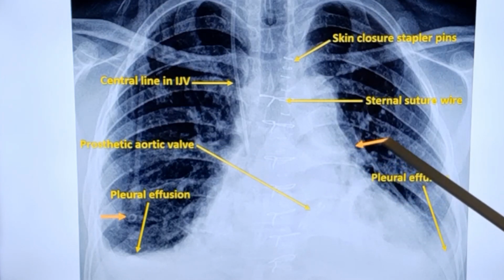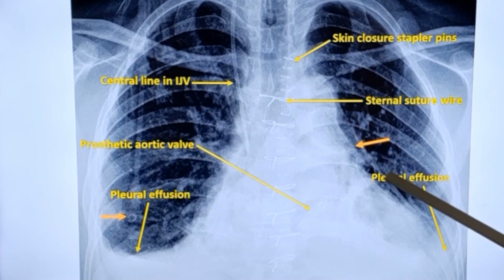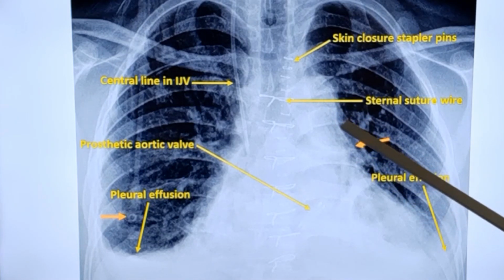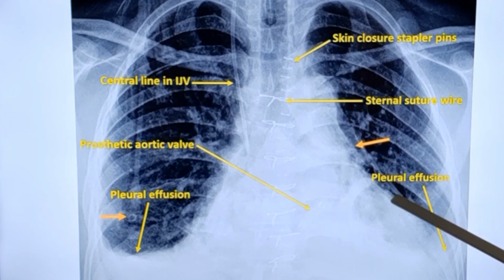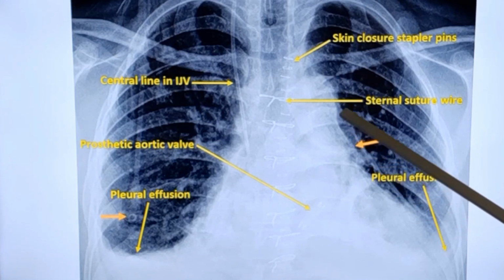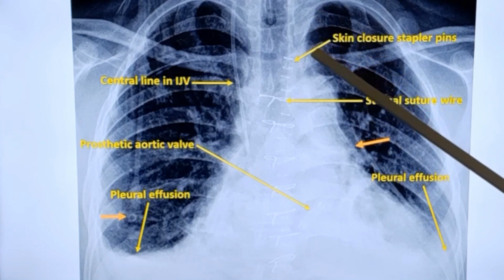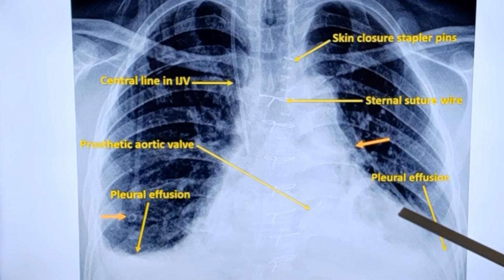This arrow marks the region of a translucency here. Most probably it is a pneumopericardium which is remaining after the pericardium has been opened. If it is a pneumomediastinum, I would have expected it to extend upwards also. So I think this is only a pneumopericardium.